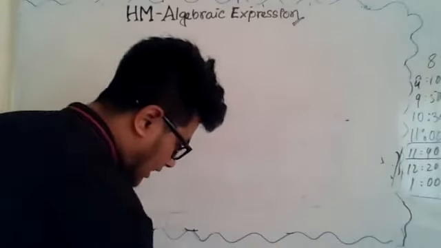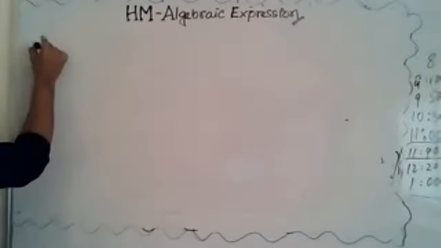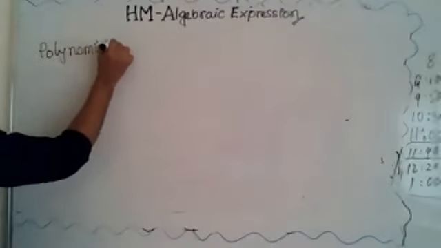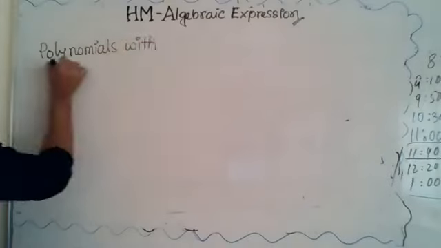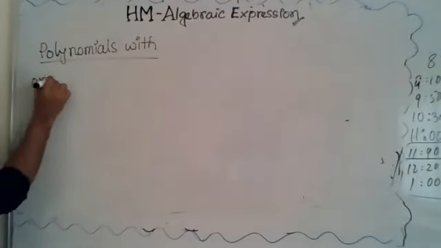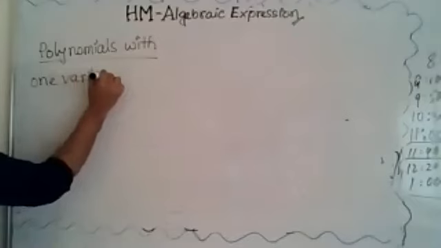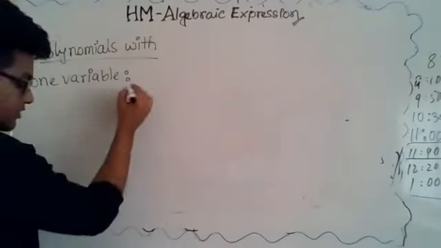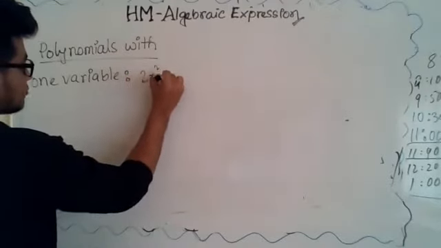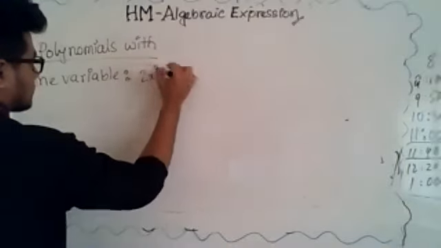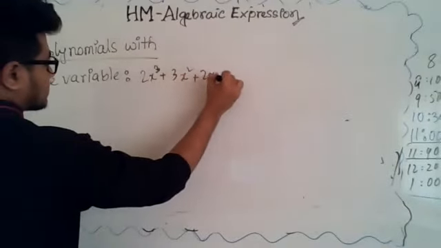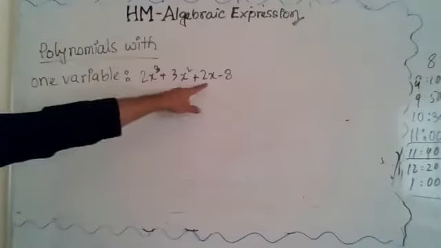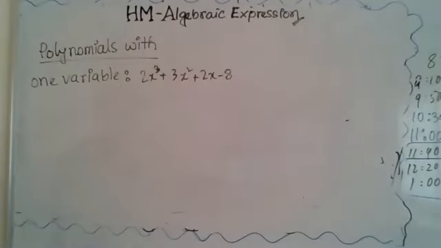Now, then we have polynomials with one variable. This one we talked about a little bit in the last class, right? Let me give you an example: 2x cubed plus 3x squared plus 2x minus 8. Now here you can see that there is only one variable, x. Only x is unknown. So this is a polynomial with one variable.